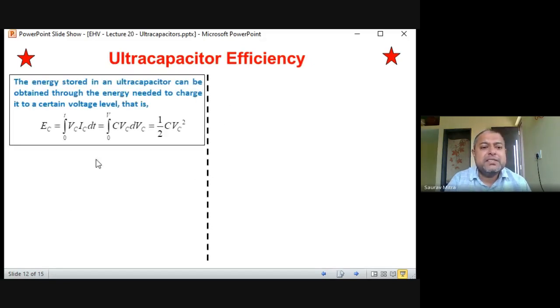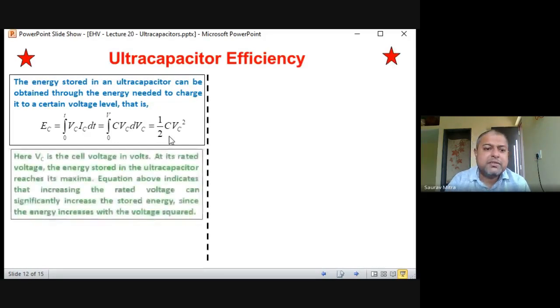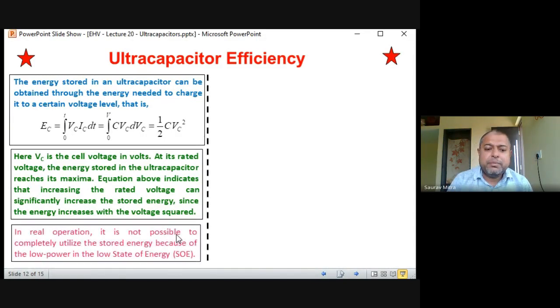So for ultracapacitor efficiency, the stored energy is given by EC = half C Vc square, where Vc is the cell voltage in volts. At its rated voltage, the energy stored in the ultracapacitor reaches its maximum. The equation above indicates that increasing the rated voltage can significantly increase the stored energy. So as Vc increases, the energy stored will increase. In real operation, it is not possible to completely utilize the stored energy. So if we are saying that 2.5 volt is there, you cannot say I will discharge it to zero, or that whatever energy is stored in the capacitor, I will extract it completely.